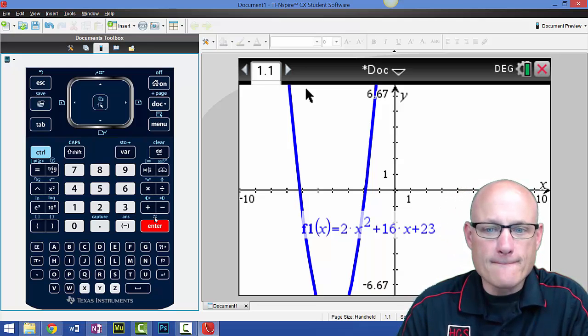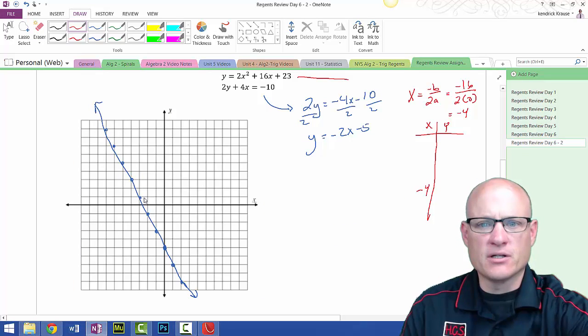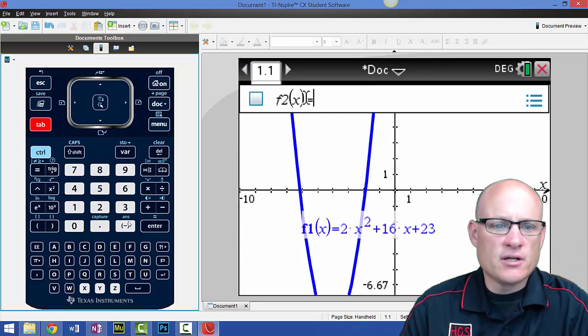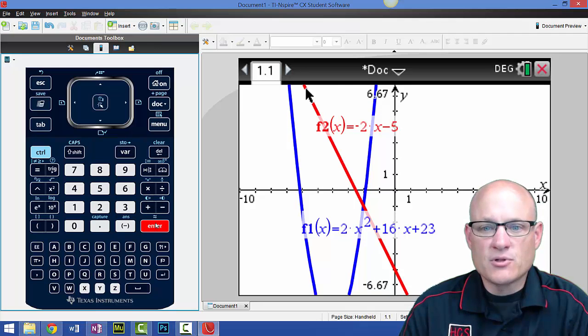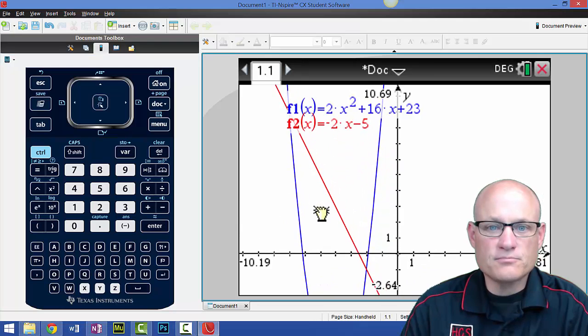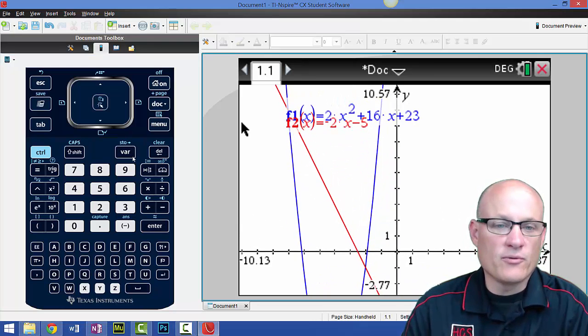Okay. Just out of curiosity, I'm going to graph the other thing. What was that again? Negative 2x minus 5. Looks like there's my points of intersection right there, and somewhere up there. Nice point right there. Hopefully it works out.